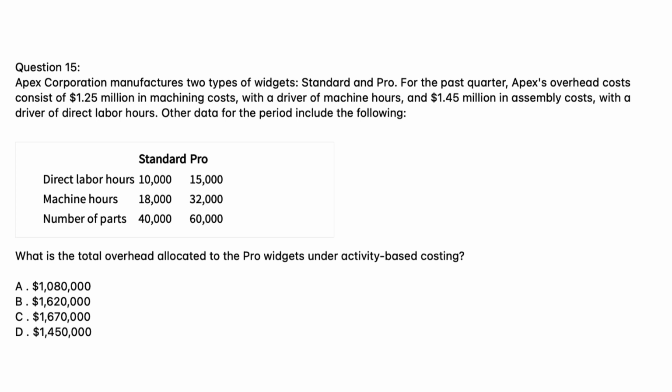Question 15. Apex Corporation manufactures 2 types of widgets, Standard and Pro. For the past quarter, Apex's overhead costs consist of $1.25 million in machining costs, with a driver of machine hours, and $1.45 million in assembly costs, with a driver of direct labor hours. Other data for the period include the following. Standard, Pro. Direct labor hours 10,000, 15,000. Machine hours 18,000, 32,000. Number of parts 40,000, 60,000. What is the total overhead allocated to the Pro widgets under activity-based costing?